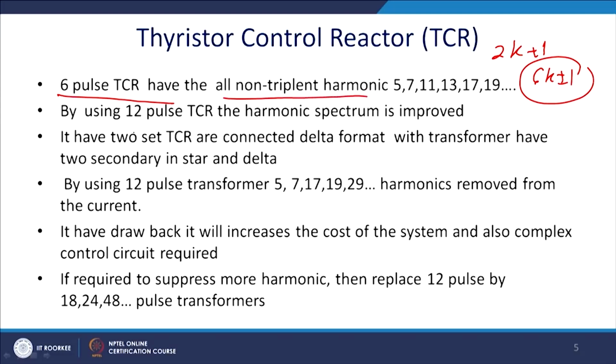Similarly, if you use the 12 pulse TCR, we will see the structure in the next slide. That harmonic spectrum will be improved to 12k plus minus 1. So, instead of having 5, 7, we will actually have 11, 13, thereafter 23, 25 and so on. So, there is a huge shift of the spectrum, and ultimately we know that the power system is essentially a low pass filter, it will eliminate the higher order harmonics very simply.